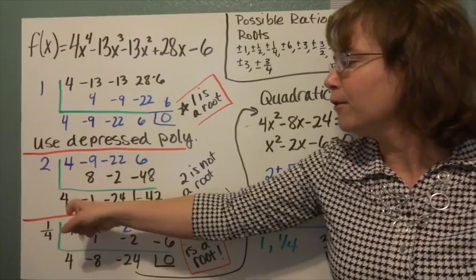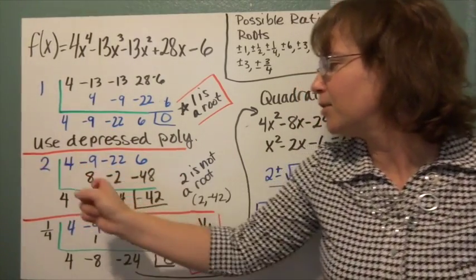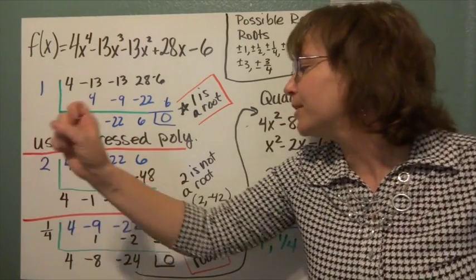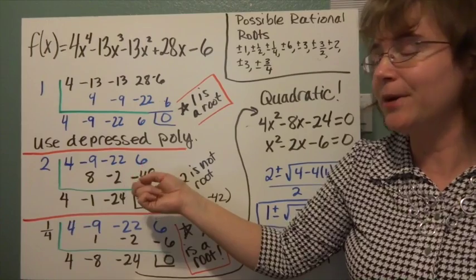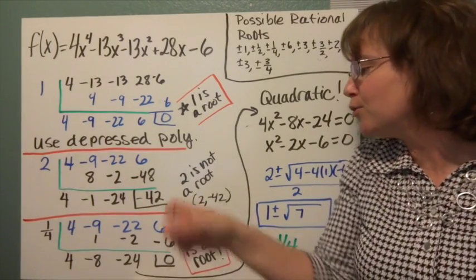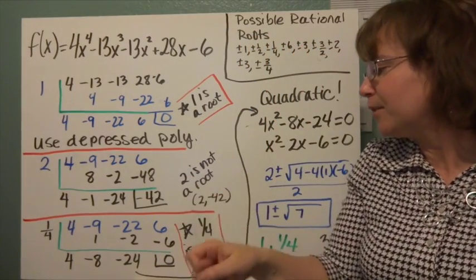So bring down the 4. 4 times 2 is 8. Add them, negative 1. Negative 1 times 2 is negative 2. Add them, negative 24. Negative 24 times 2 is negative 48. I can tell already this is not going to be a root. Add them, and I get negative 42. So I know 2 is not a root, even though it was one of my possibilities. So 2 is not a root.